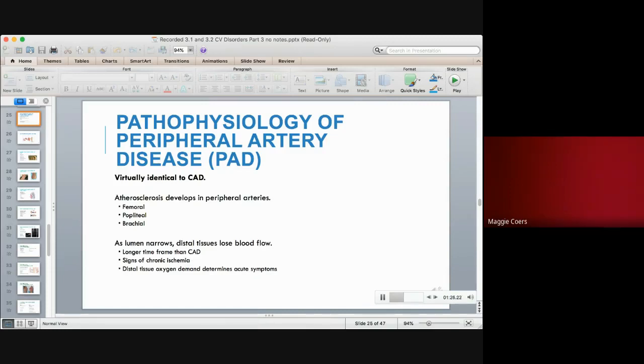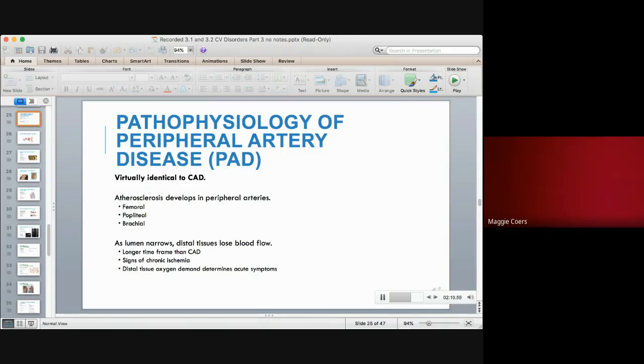So as the lumen narrows due to atherosclerosis, the distal tissues lose blood flow, and this happens usually over a long period of time. So it's a longer time frame than coronary artery disease. Coronary artery disease then accelerates faster because the arteries are smaller. Peripheral artery disease vessels are longer, so that's why coronary artery disease has a much quicker progression. Chronic ischemia happens because of that longer period of occlusion of the arteries and the blood flow.